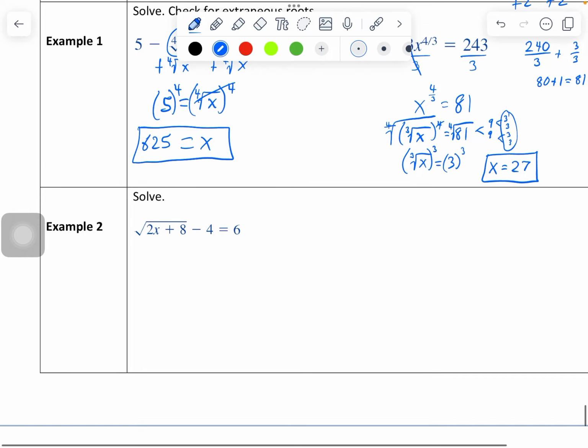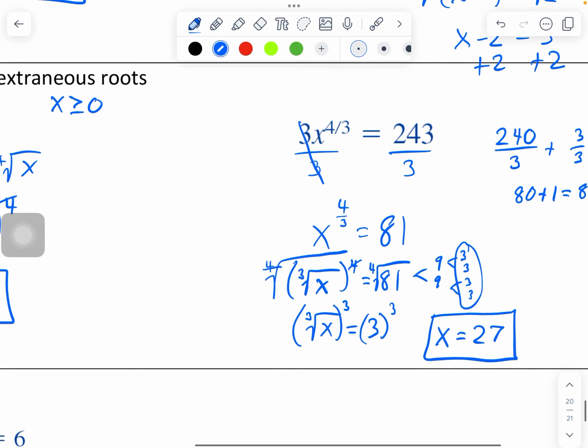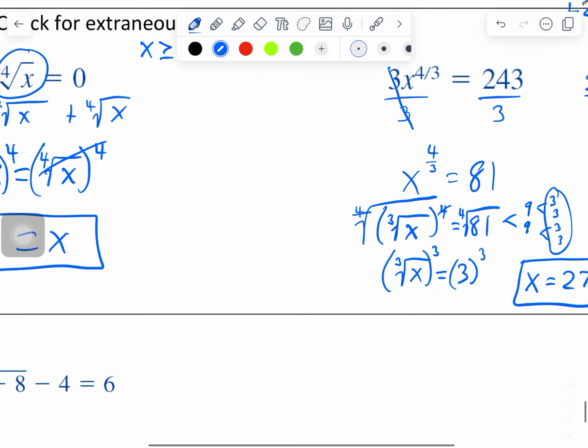Okay, here's our next one. Oh, I should also note, because it was a 4/3 power, since it was a cubed root, that was the radical, we didn't have to worry about a positive or negative value here, because cubed roots are only going to give us one answer out of that.